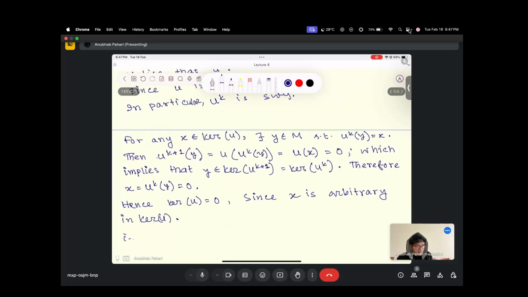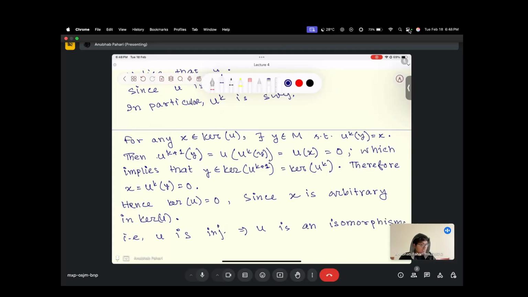So that is, U is injective, and we had that U is surjective implies U is an isomorphism.